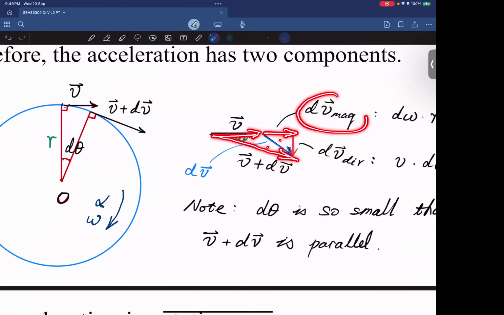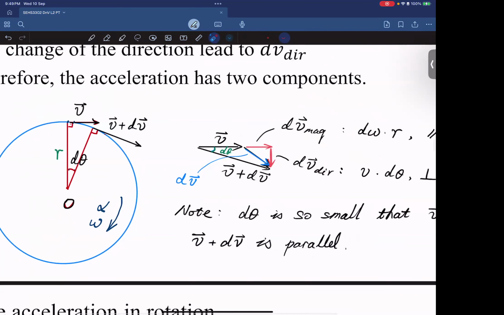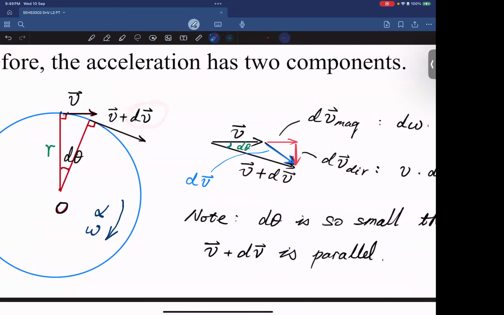We call it dV magnitude. It also has a dV direction. dV direction means horizontally to right bottom. It has a direction change. So the dV, okay, the variation of V contains its magnitude change and the direction change.